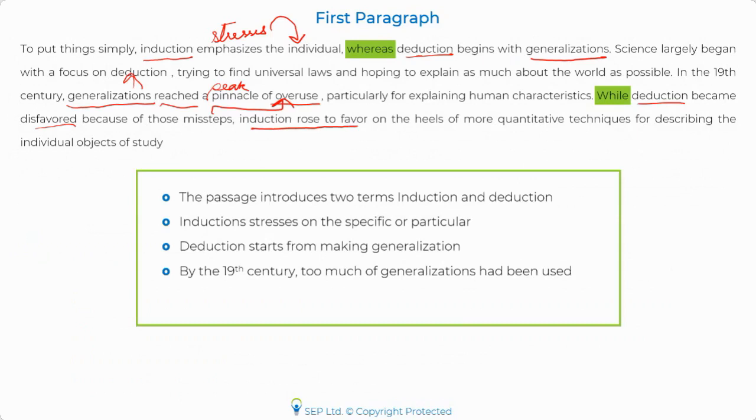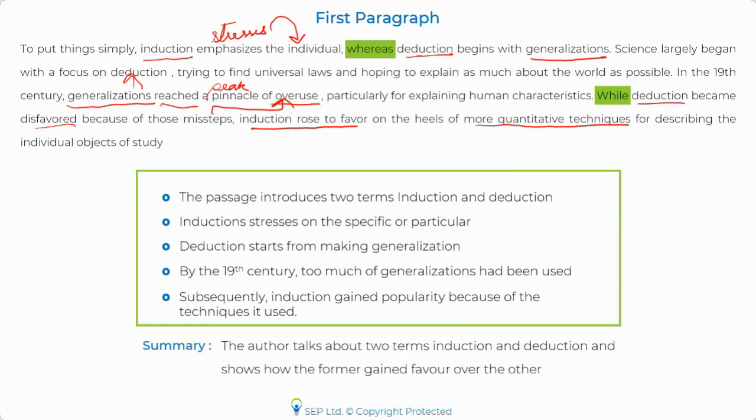So while deduction became disfavored because of that overuse, induction rose to favor. And how did it rise to favor? More quantitative techniques for describing individual objects. Remember, induction was all about the individual. So this is the gist of the whole thing. Subsequently, induction gained popularity because of the techniques it used. So from the paragraph, I can understand that we're talking about two terms. Probably there are two processes, and he's showing how one gained favor over the other. That's it. All right, clear, guys?